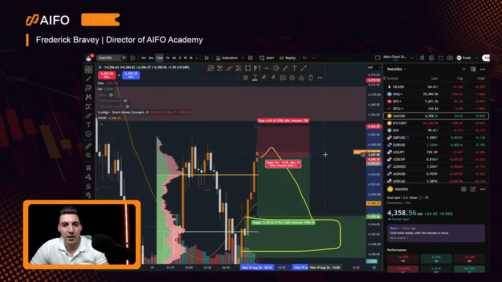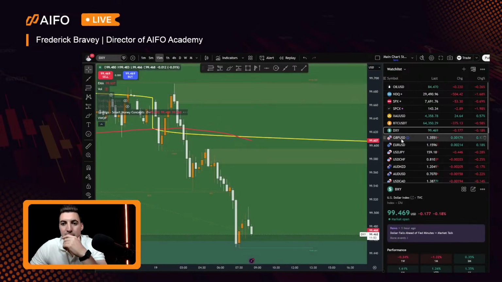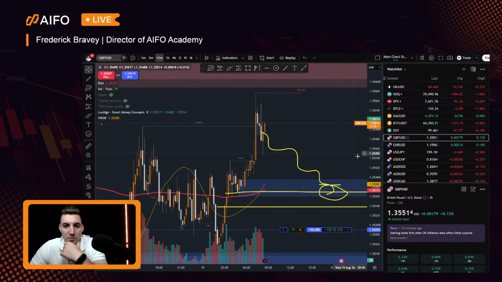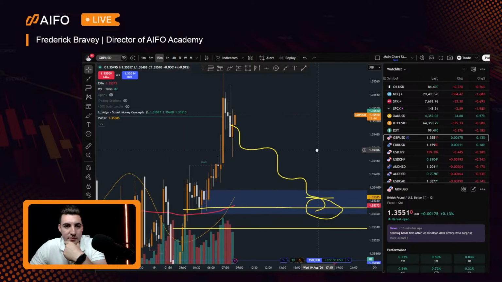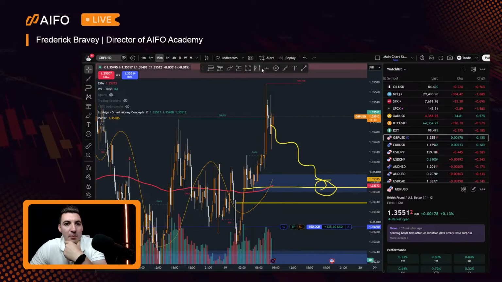I guess I can now cover that and we can go and take a look at other currency pairs while that is playing out. GBP, why are you not pushing down? Still waiting for GBP to push down back toward that area of interest.